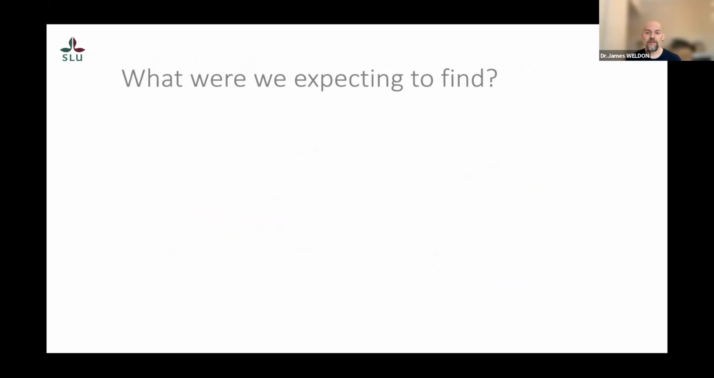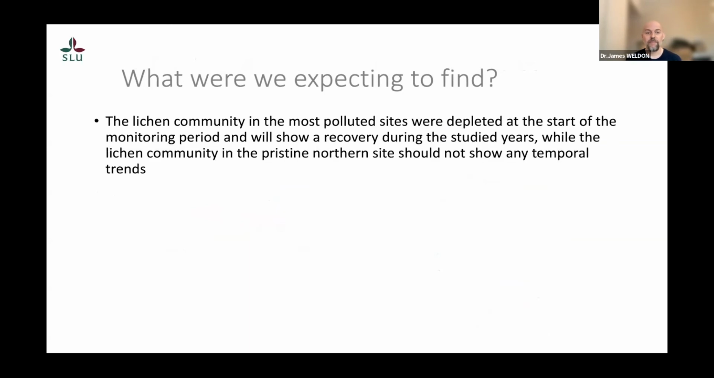So what were we hoping or expecting to find? We know that because of years of extended deposition of atmospheric pollutants, the lichen community at these sites would have been depleted at the start of the monitoring period. So we would expect, with the continued decline, that these should show a recovery. While the lichen in this northern pristine site, we would expect to not show temporal trends, as it should not have been strongly affected.